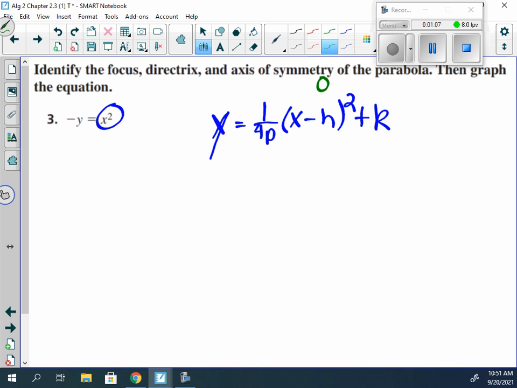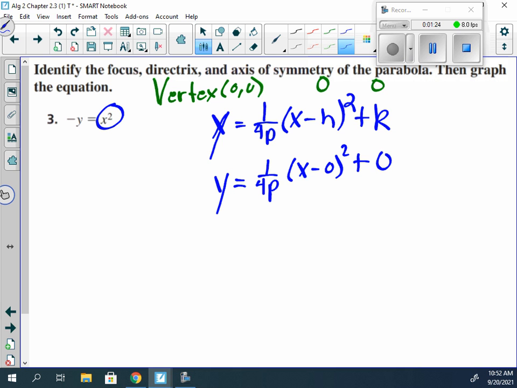Now, it's understood, just because of the way this is set up, the h and k are both going to be 0, because the vertex for this is going to be the point 0, 0. We're mainly just looking at the general equation 1 over 4p times x squared. So if I can get the equation that they gave us in this form, we can find the value of p, which will then give us the focus, directrix, and axis of symmetry.